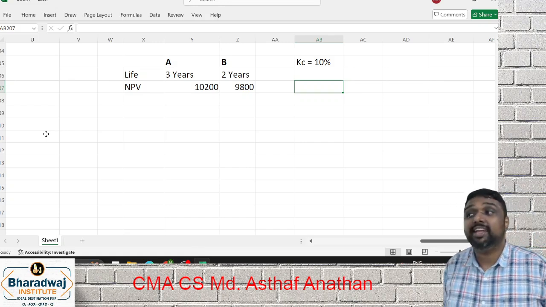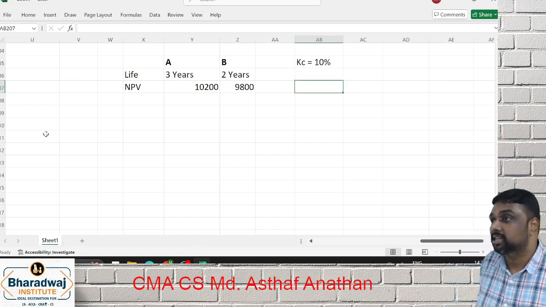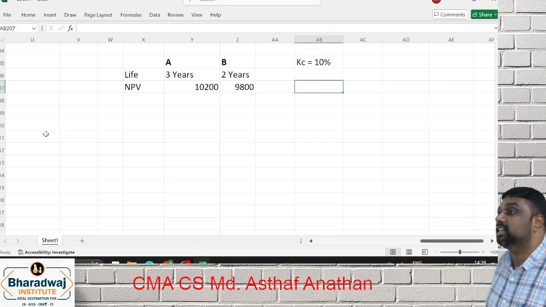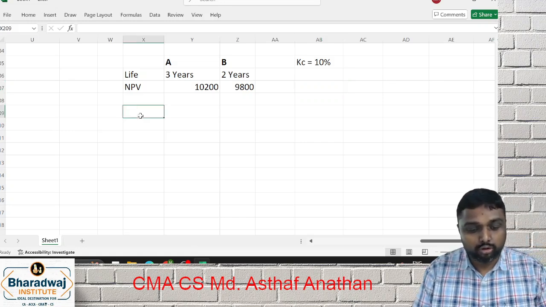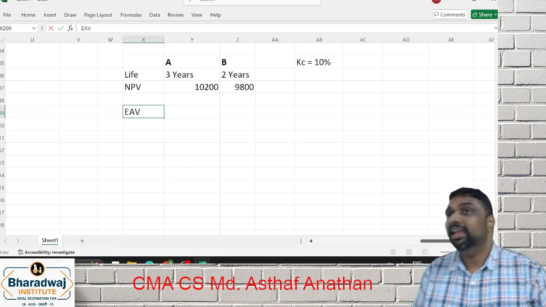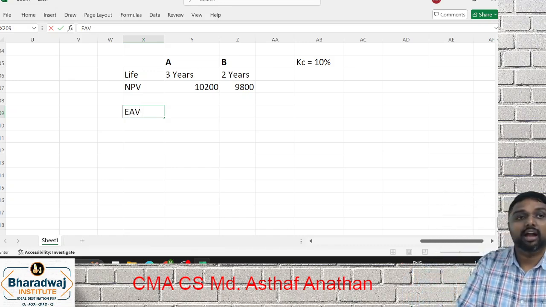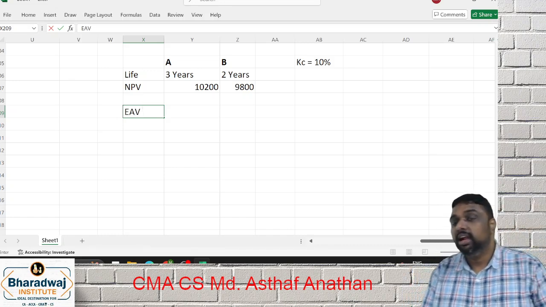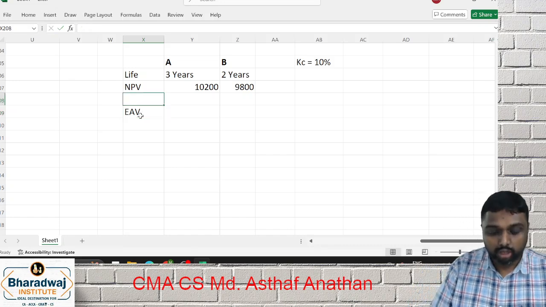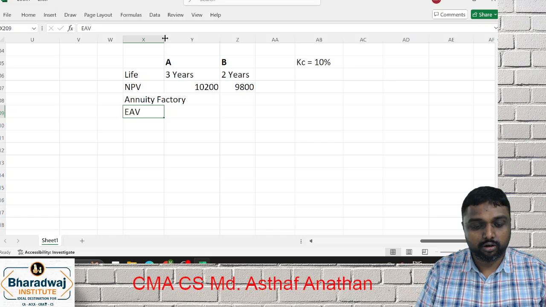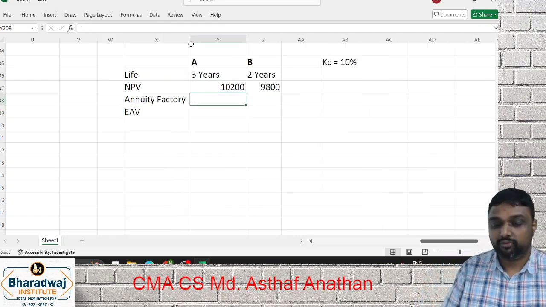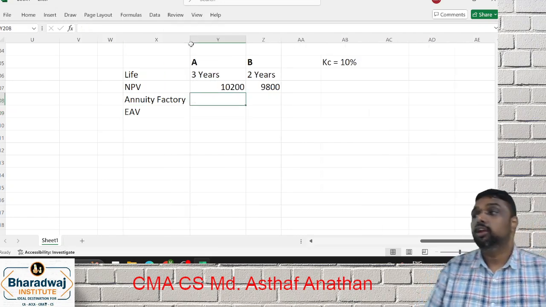See, we can't tell here whether A is best or B is best, because the lives of the projects are different. If the lives of the projects are different, you have to use another method called EAV. What is EAV? Equalized annual value. For that you have to find the annuity factor. For 10%, 3 years, you have to find it.